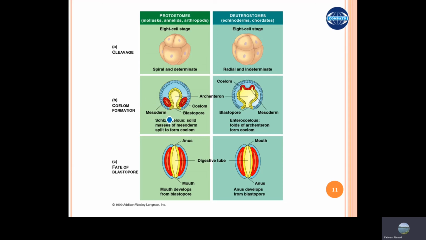Okay, then the coelom formation. We see the protostomic development is called schizocoelous development, where the solid masses of the mesoderm split to form the coelom, whereas in the deuterostomic development, the coelom formation is called enterocoelous formation. Enterocoelous means that cells differentiate within, entero means within, being part of the endoderm, and then they separate and make the body cavity. And finally, the blastopore becomes the mouth in protostomes and the anus in deuterostomes. So that is about the embryonic development and the difference between protostomic development and deuterostomic development.